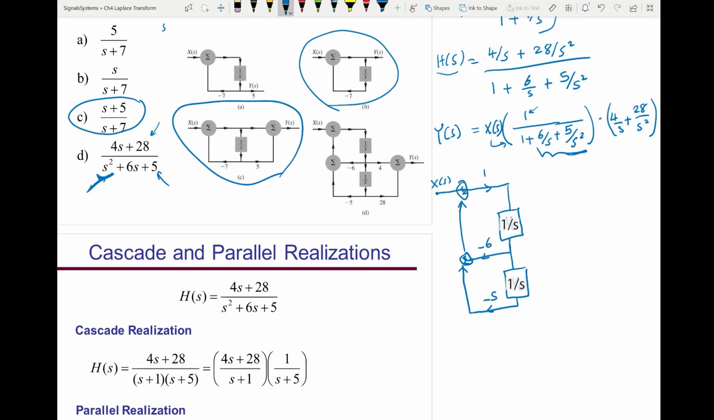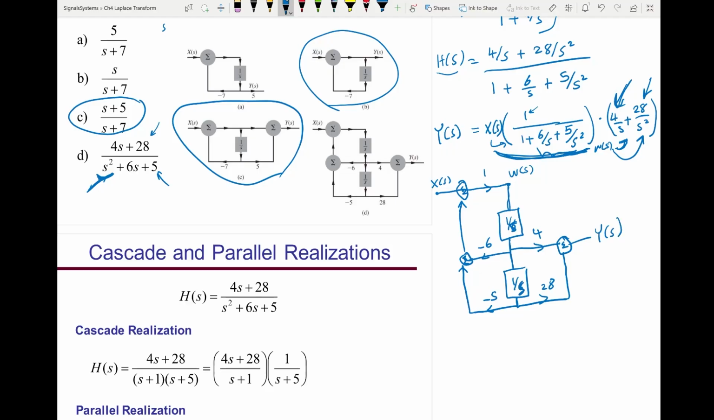Now the whole thing here will give me W of s, goes to this subsystem. So that's W of s. Go to this subsystem, which is an integrator amplified by 4. Then W of s goes to a second integrator, which is this one, and amplified by 28. And I add these, so I add this node with this node. And the output will be Y of s.